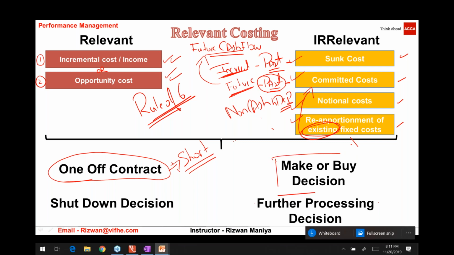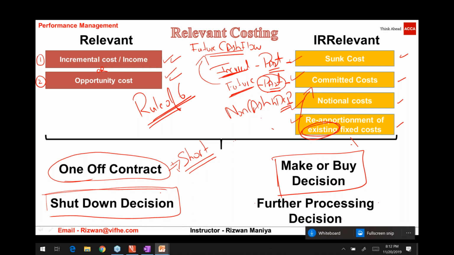Then make or buy decisions are also conducted using relevant costing principles. That is, in the short run, if we need to decide whether we should produce a product in house or buy that product from outside, the decision of make in house or buy from outside again requires relevant costing principles to be followed. Then we have shutdown decisions, like whether we should close a certain business segment, a loss making product, a loss making department. We have to consider whether we should close a particular department or product that is showing a loss in the short run. Should we close it or not? For such shutdown decisions, we do use relevant costing principles.